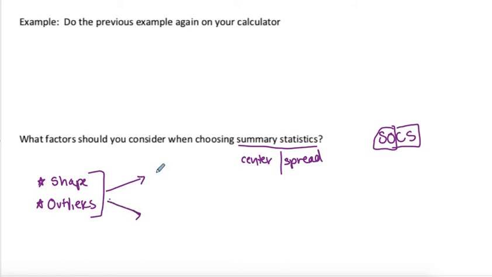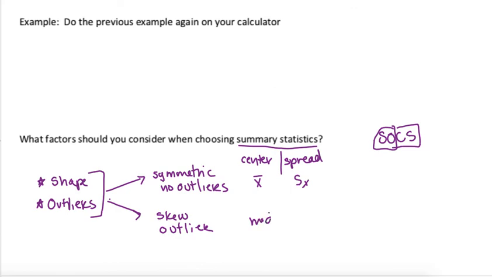If the shape is symmetric with no outliers, then the center and spread we want to pick are mean and standard deviation. If we have skew in our graph or we have outliers, then the center we want to pick is the median because it's not influenced by those outliers or the skew. And then we'd want to pick the IQR as our measure of spread because that'll tell us how the middle 50% are influenced by that data.